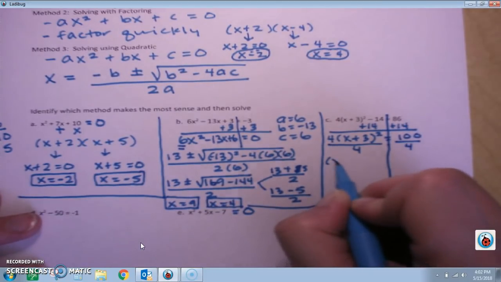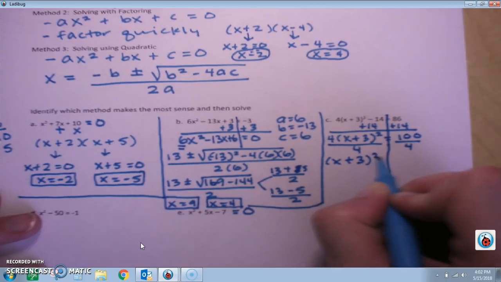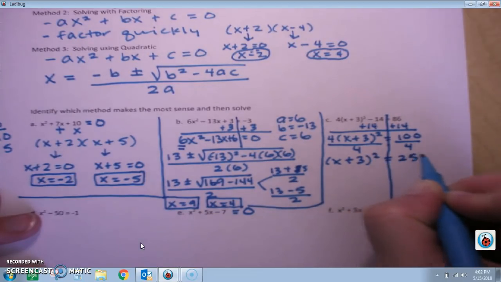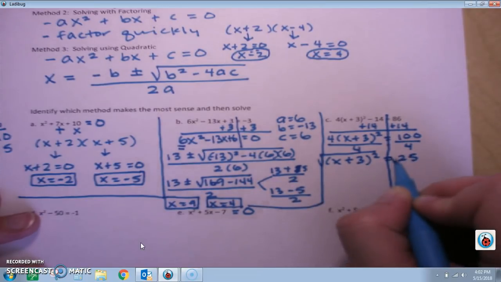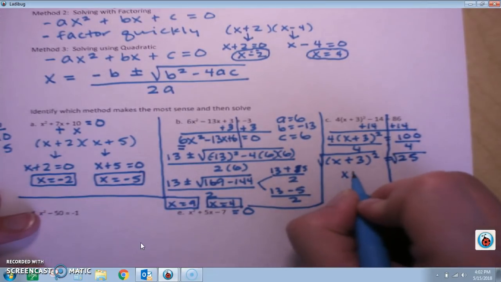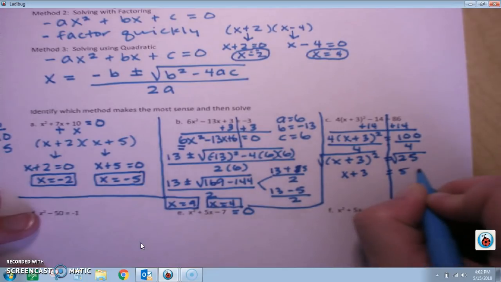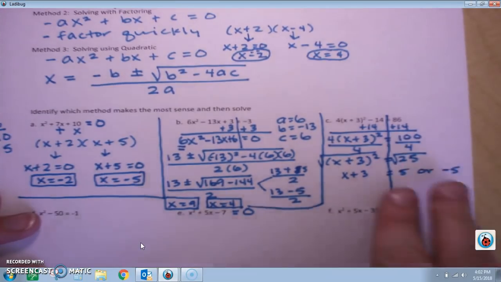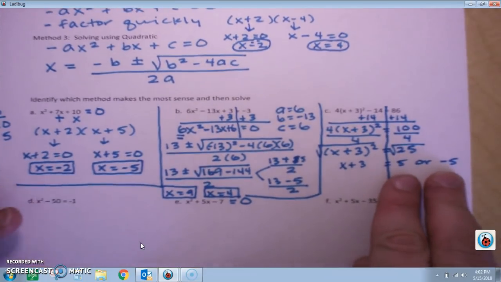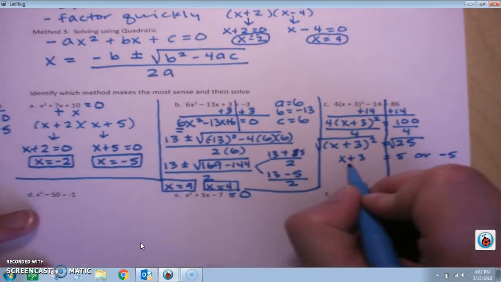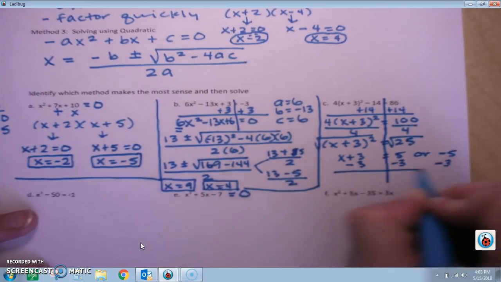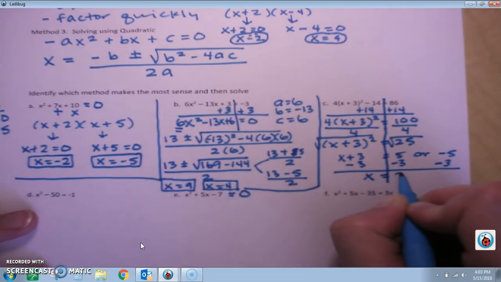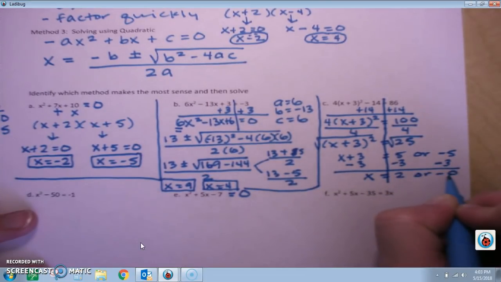So that would be (x plus 3) squared equals 25. Then the only way to get rid of this parentheses is to take the square root on both sides. So then I would have x plus 3 equals 5 or negative 5. Remember, you have 2 answers here, and that's the part people often forget. So now when I get rid of the 3, I'm going to minus 3 to all of these. So then I would have x equals 2 or negative 8.